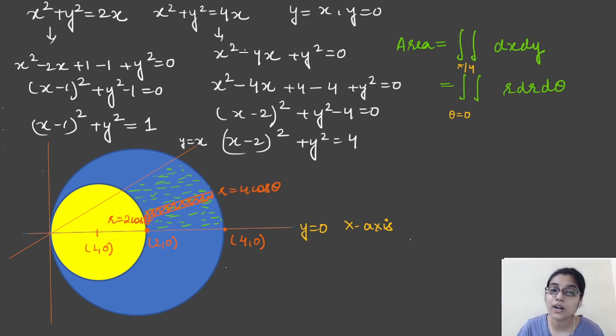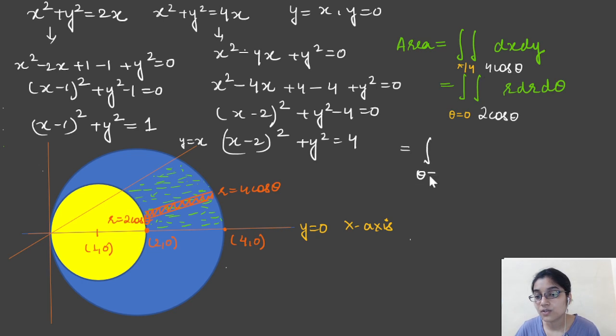Okay, those who are not getting it, you will understand it once I teach you polar form. So if you had put 1 to 2, then it would definitely be wrong, okay? Like this. Now what you will do? You will just solve it. 0 to pi by 4. Then this is going to be r square by 2, and you put the limits 2 cos theta to 4 cos theta, and this is going to be d theta.